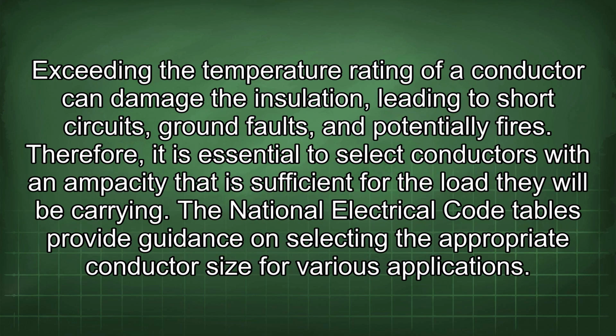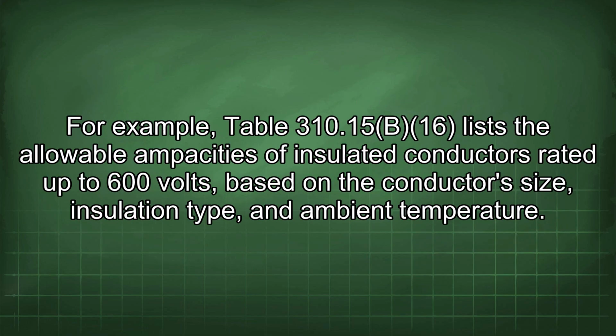Exceeding the temperature rating of a conductor can damage the insulation, leading to short circuits, ground faults, and potentially fires. Therefore, it is essential to select conductors with an ampacity that is sufficient for the load they will be carrying. The National Electrical Code tables provide guidance on selecting the appropriate conductor size for various applications. For example, Table 310.15(B)(16) lists the allowable ampacities of insulated conductors rated up to 600 volts based on the conductor's size, insulation type, and ambient temperature.